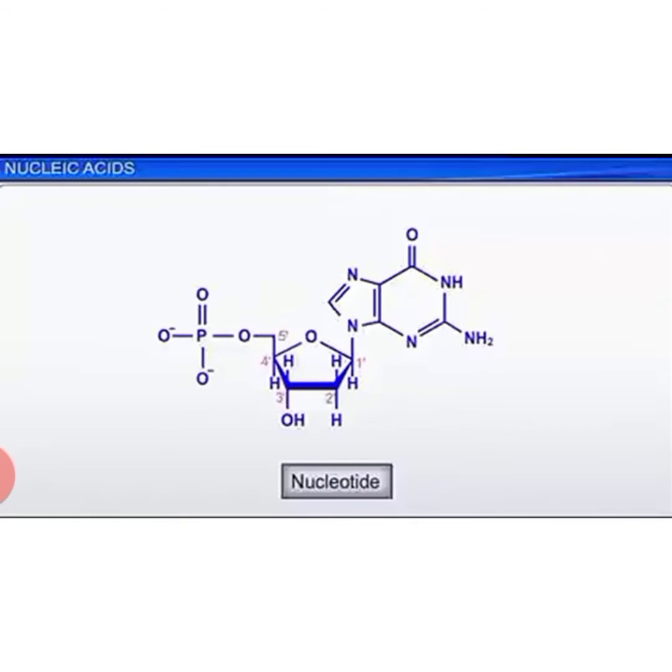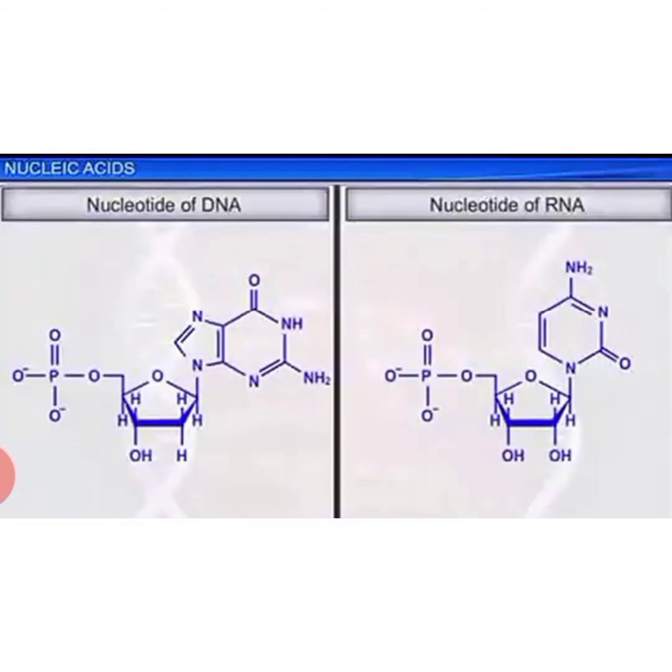A pentose sugar with the nitrogen base at the C1' carbon and a phosphate group at the C5' position is called a nucleotide, a base-sugar-phosphate unit. Look at the structure of a nucleotide of DNA and RNA. You can see that there is only one hydroxyl group attached to the sugar ring of DNA, while there are two hydroxyl groups attached to the sugar ring of RNA.